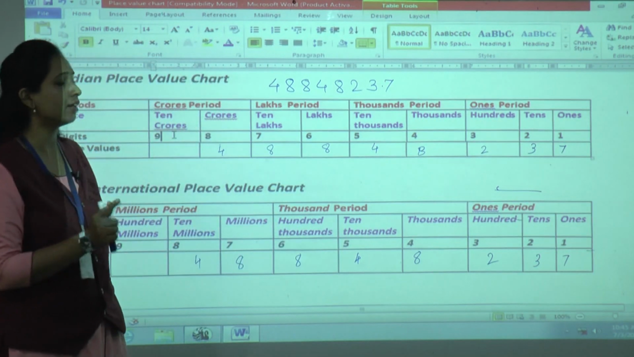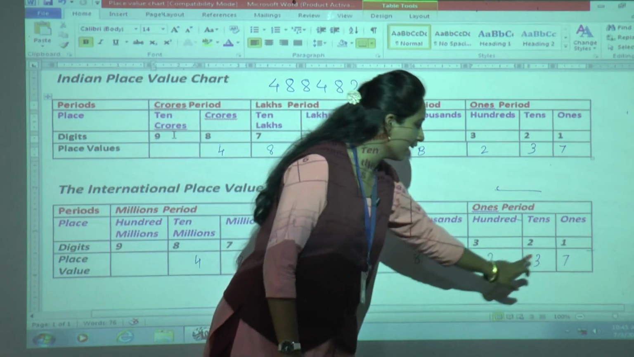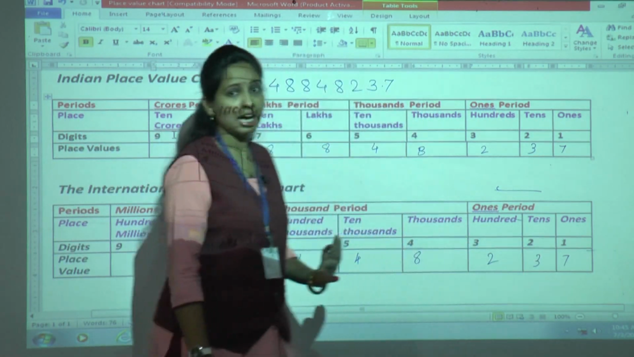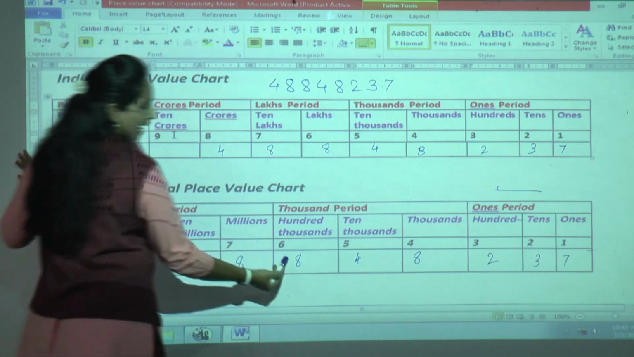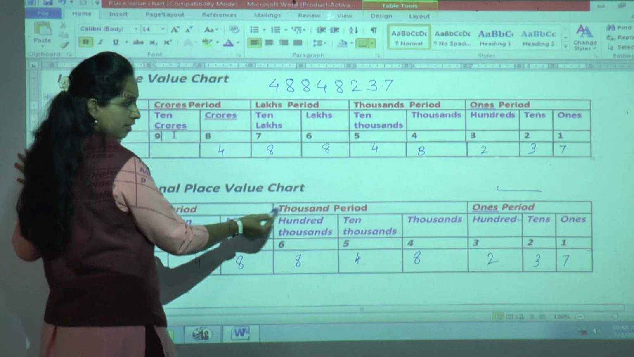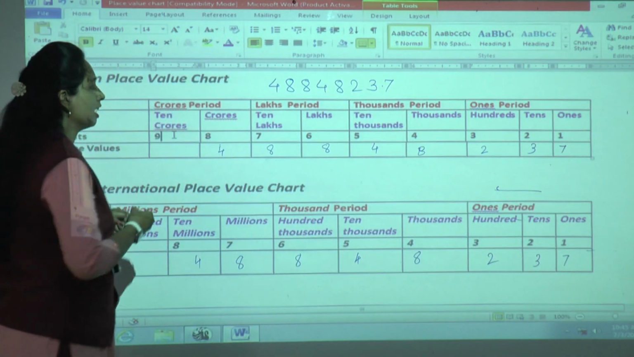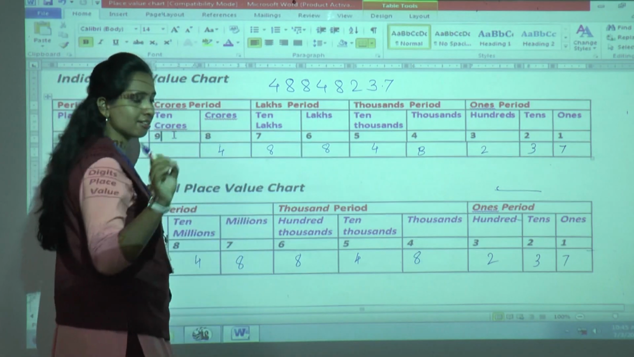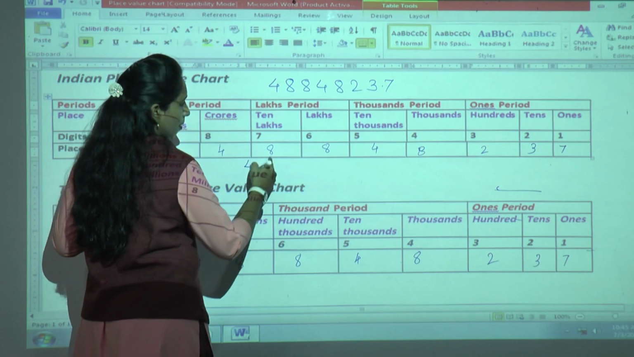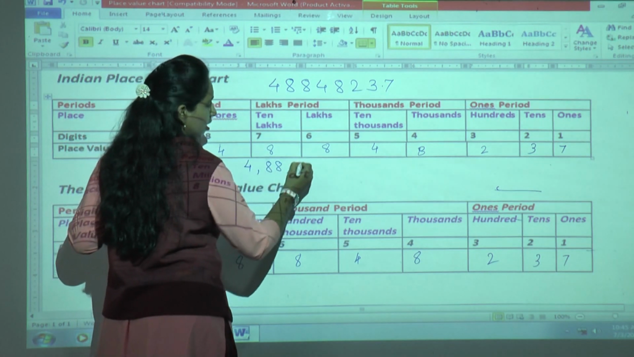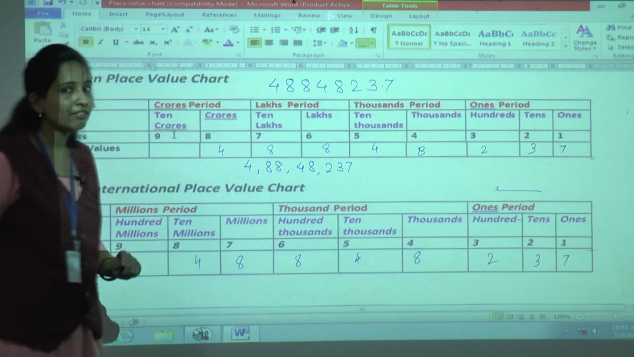Now just observe, listen properly. 848,000 together we have to take, 848,237. I'll repeat once again: 48 millions 848,237. Are you getting? Now if I want to write this number in standard form, what will we do? We will write 4, 88, 48,237.